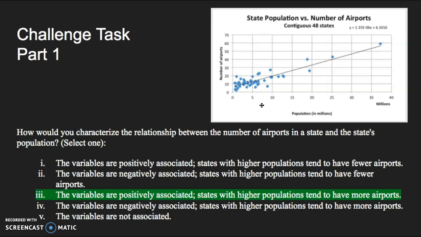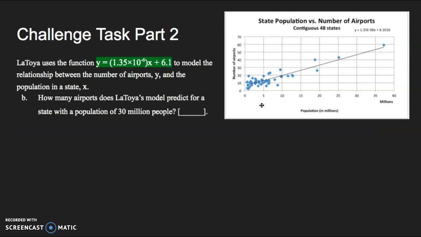So the variables are positively associated. States with higher populations tend to have more airports. If you look at our graph, you can see that the line is trending upward. As you increase the x variable, population, so does the y variable, number of airports. So that is a positive association.